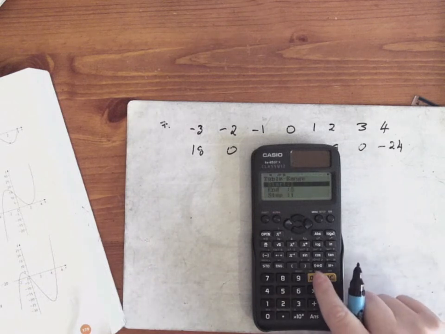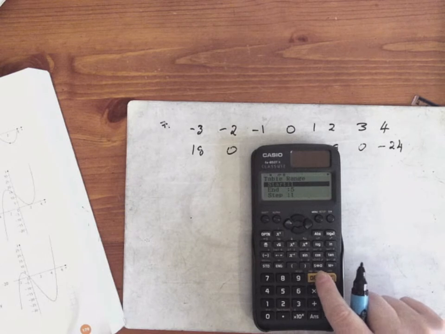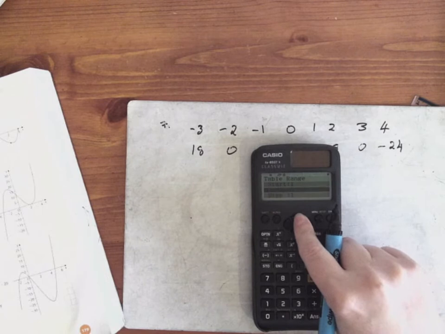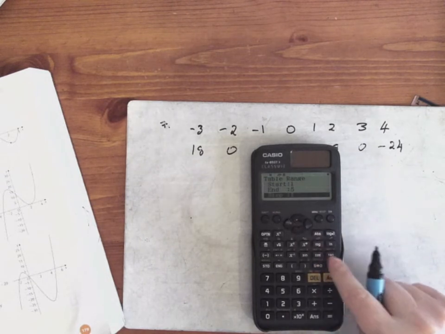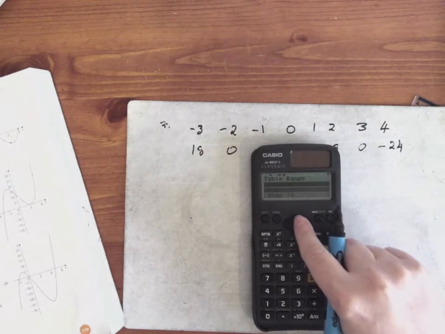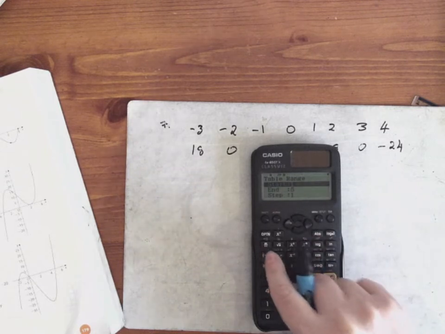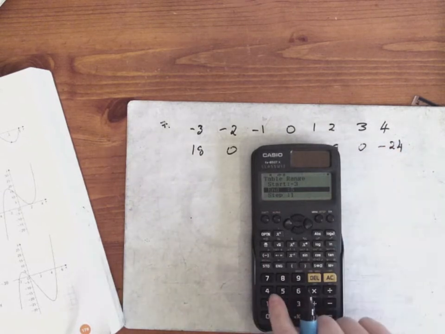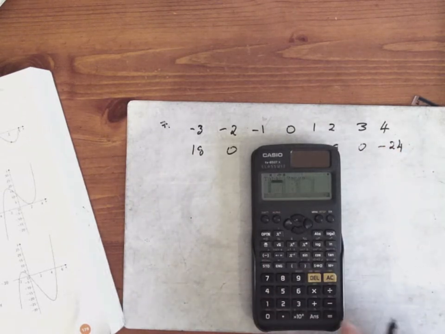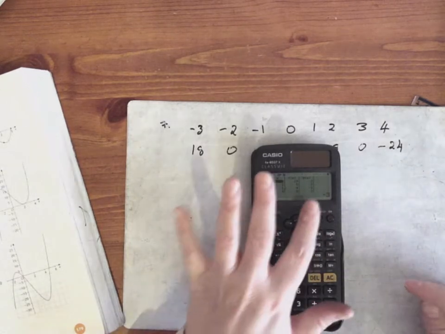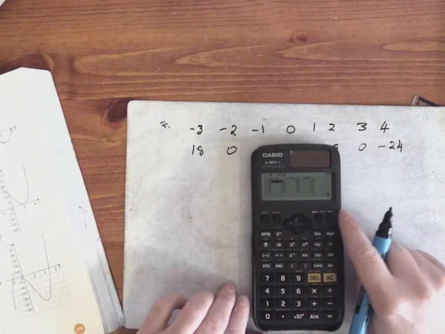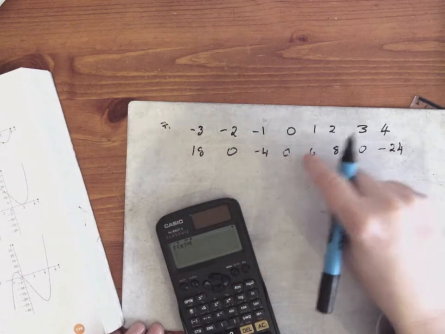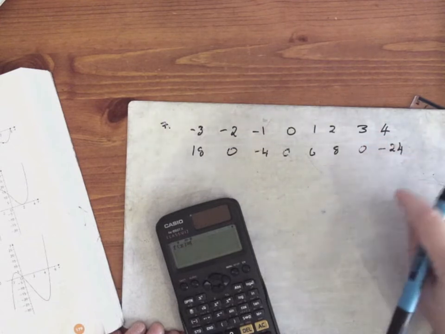Oh dear, I'm actually doing that wrong now. Sorry, your start is -3, so put in a -3. Your end is the last number of the table, which is 4. It's always step 1, and then you get your points up. Don't worry about what my screen shows, because I put in the wrong thing. But you should get -3, 18; -2, 0; -1, -4; 0, 0; 1, 6; 2, 8; 3, 0; 4, -24.